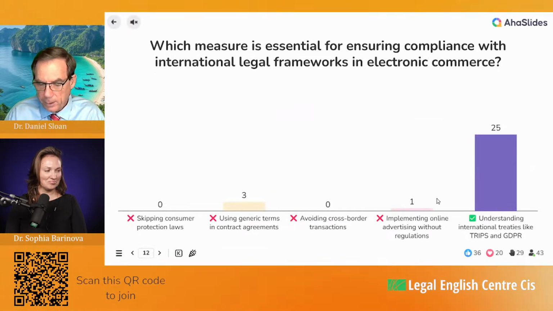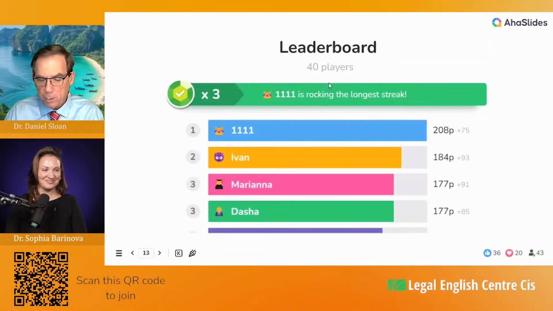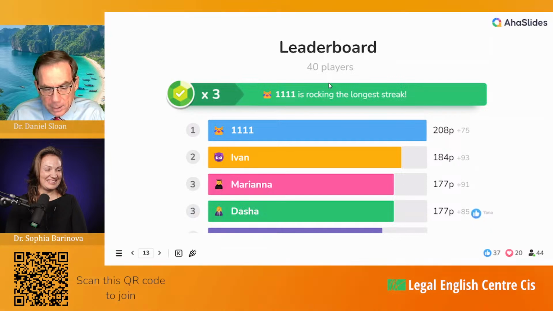Most people got that right. That's very good. Understanding international treaties like TRIPS and GDPR. Very good. Who's out there in front next? We still have 1111, and that's 11/11, maybe from November 11. Singles Day. Yeah. So Ivan, and then Mariana and Dasha.